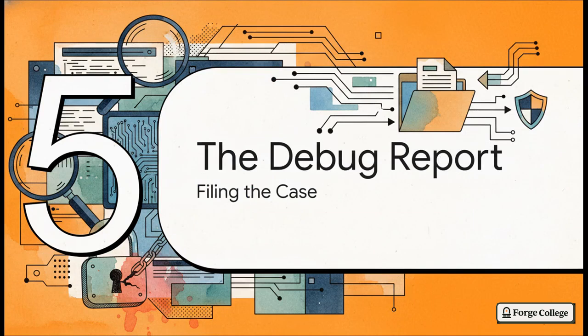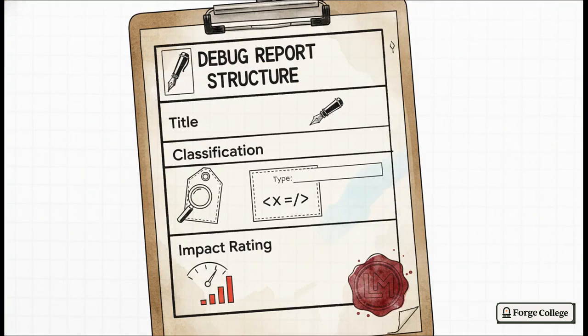All right, Section 5, writing the debug report. It's time to officially file the case. When filing the case, we use a strict 4-part structure. This keeps our reports super compact and, more importantly, immediately actionable for the engineers who have to read them.